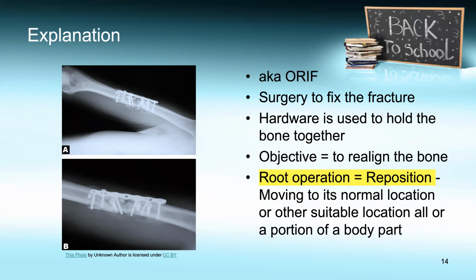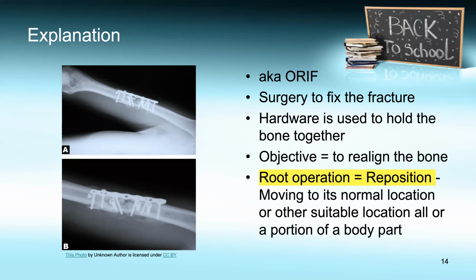All of your ostomies is usually going to be a bypass, because what they're doing is creating a new opening. They're bypassing something and creating an artificial opening. So it might be a colostomy, it might be a tracheostomy. So whenever you have your ostomies, that's going to be a bypass.